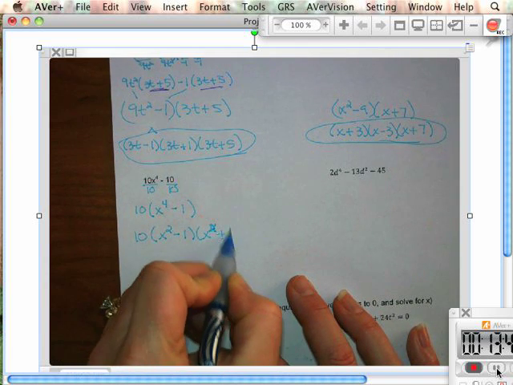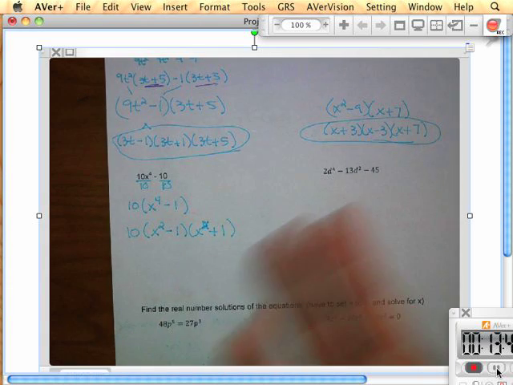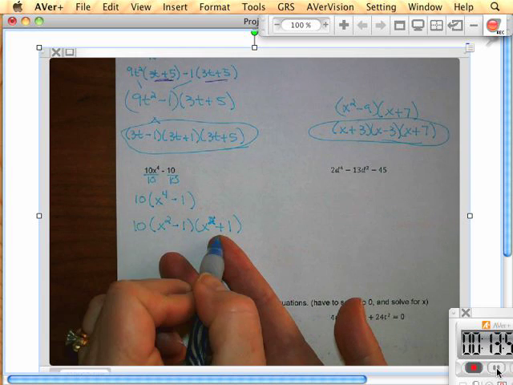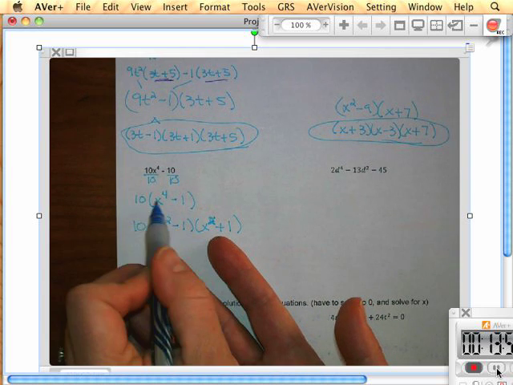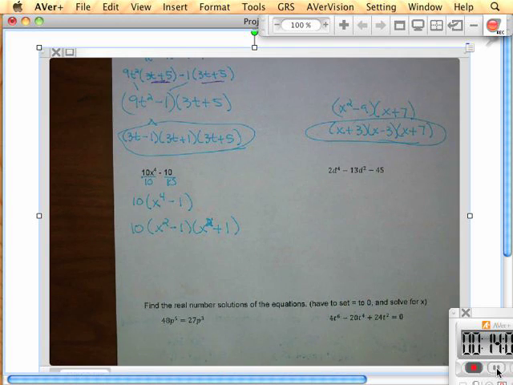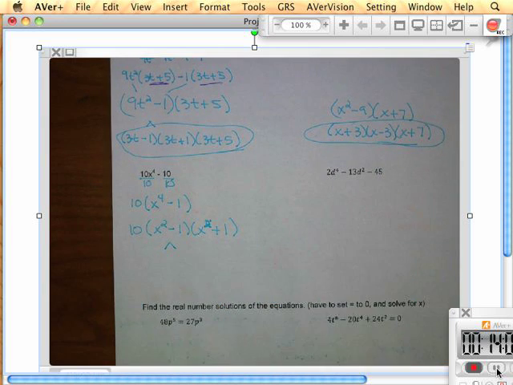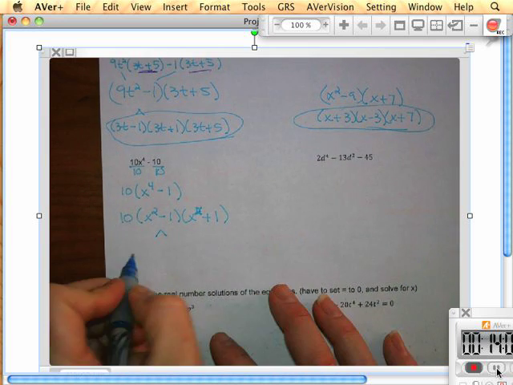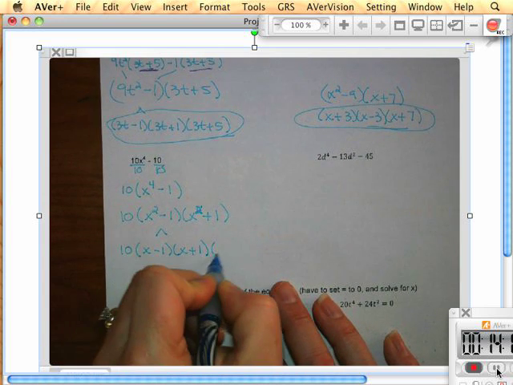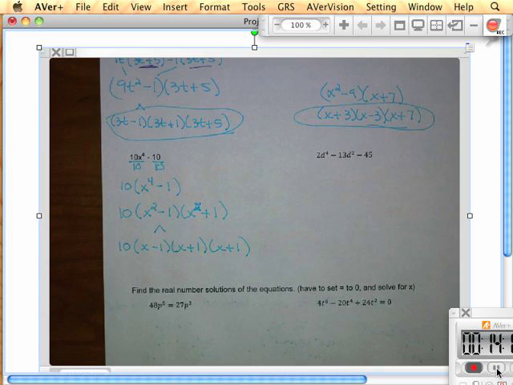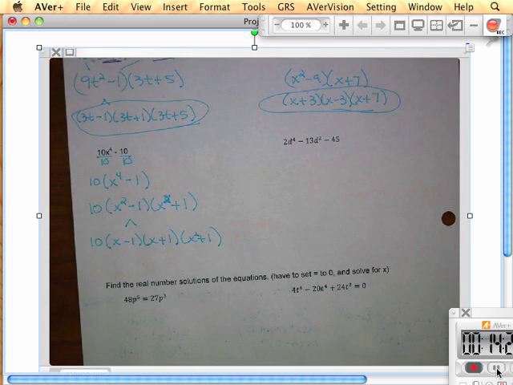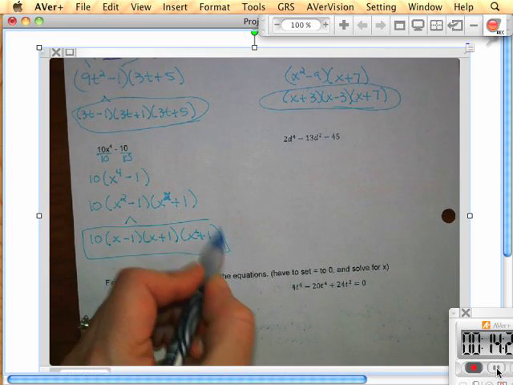And if you don't trust yourself, FOIL these two and see if you end up with that. But you do. No middle term, so I know I have to have a minus and a plus here. x squared times x squared is x to the 4th. Negative 1 times positive 1 is minus 1. So I know I can do that. And I know that I can take this one step further because it's the same kind of instance. So it's going to be 10 times x minus 1 times x plus 1 times x squared plus 1. And that's as far as you can go. Those are all the factors of 10x to the 4th minus 10.